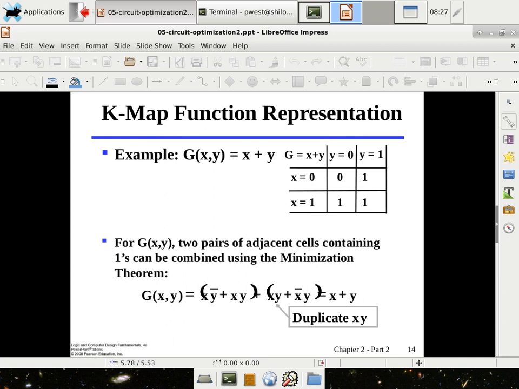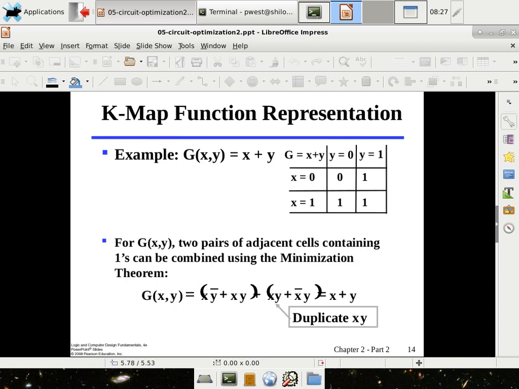Yes, PJ. On the last one, you only ORed x naught y and xy. And on this one, you ORed 3 of them. Right, because there are 3 ones. So the 1 means the coefficient in front of this term. Okay, right. So if it's 0, obviously it's gone.